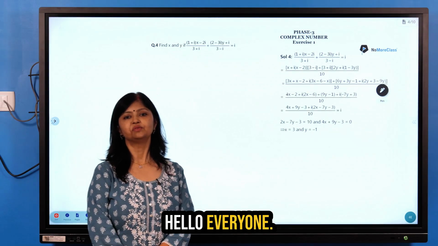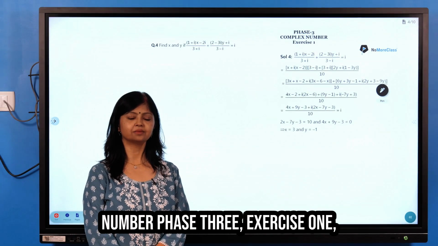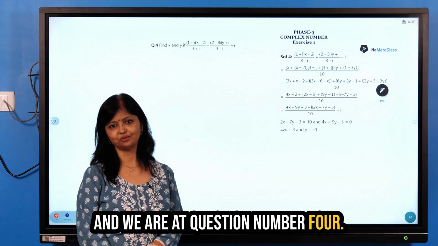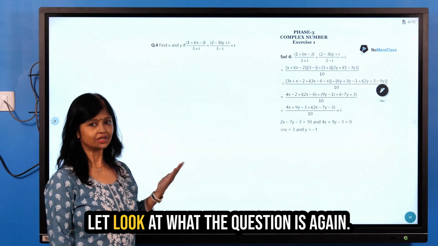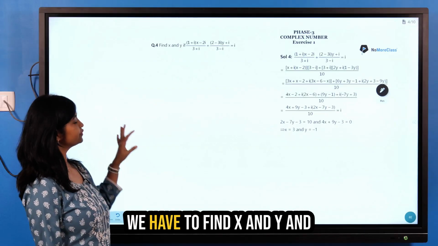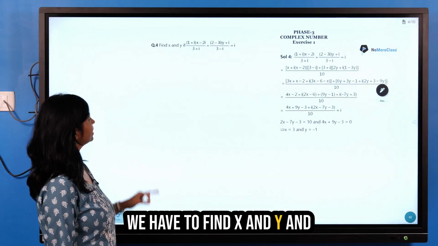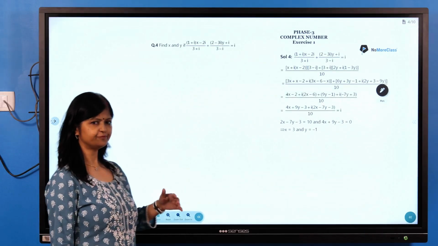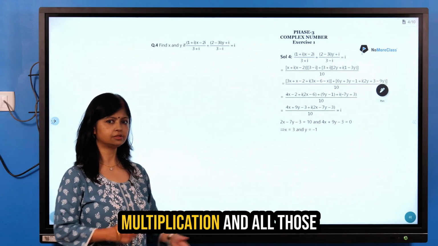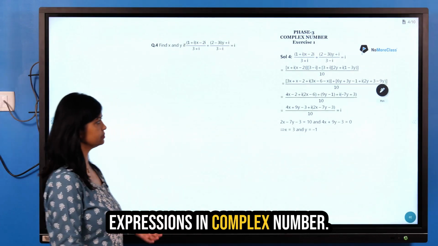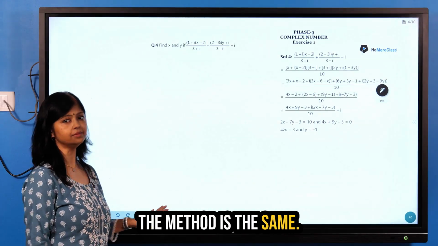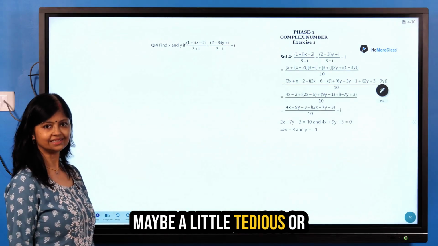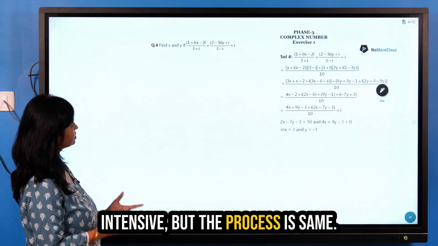Hello everyone. We are looking at chapter complex number phase 3 exercise 1 and we are at question number 4. Let's look at what the question is. Again we have to find x and y and an expression in complex number is given to us. We can get addition, multiplication and all those expressions in complex number. The method is the same as how we have been doing. The calculation may be a little tedious or intensive, but the process is the same.